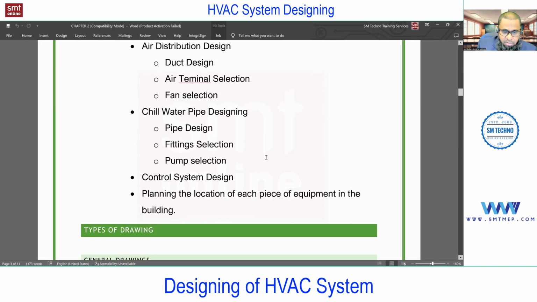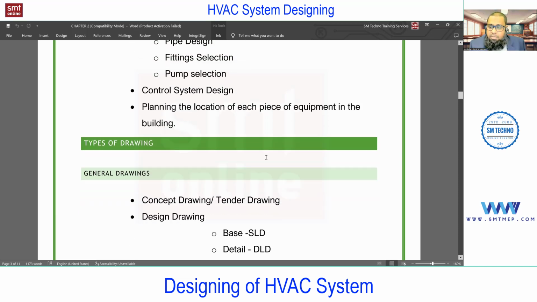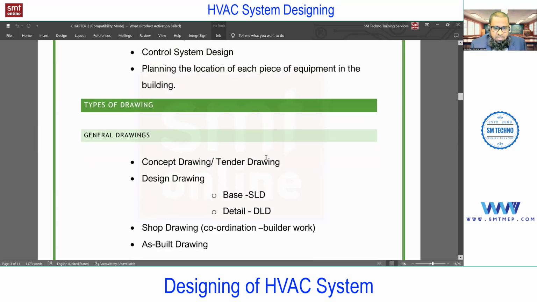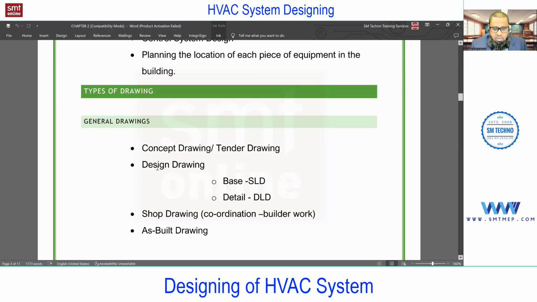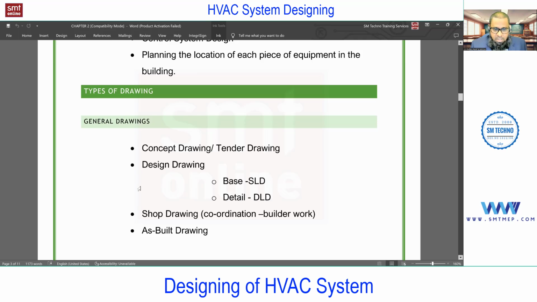Next, we'll talk about installing the HVAC system. But before this, we'll talk about the types of drawing. Again, this is also very basic to understand the terms and terminology. And these types of drawing, these general drawings, are common for all the services, including the architectural and structural side. But before this, do you know the difference between architectural and structural? Anyone?